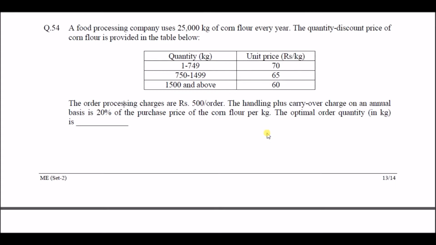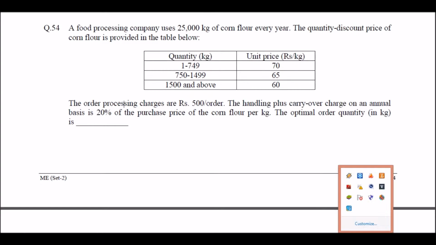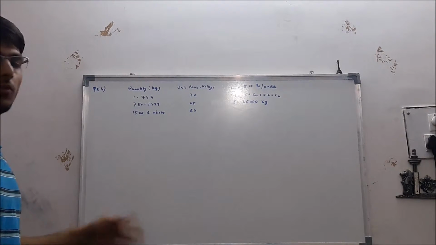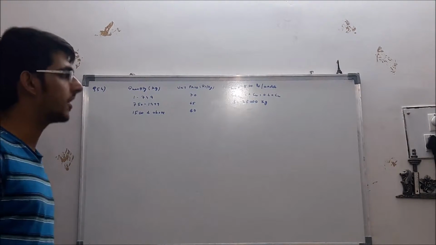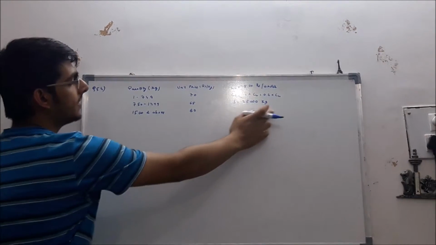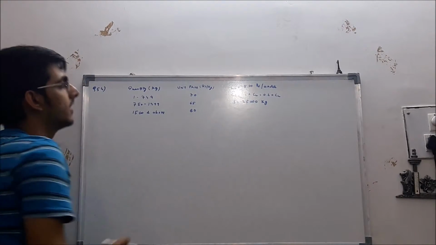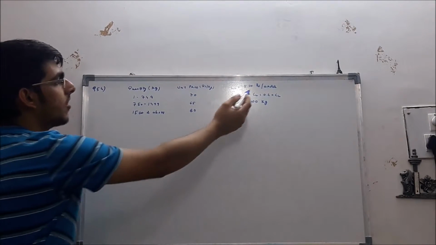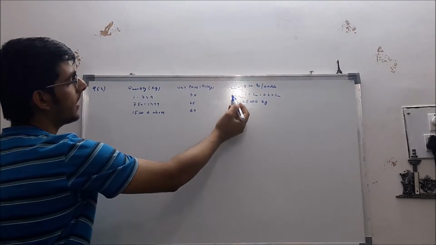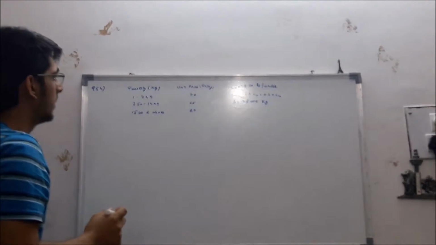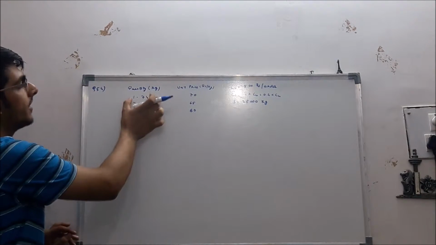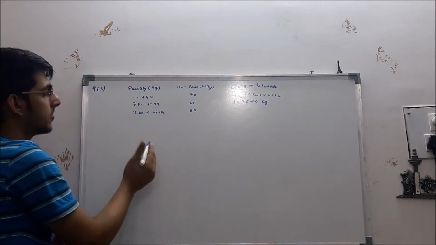The handling plus carryover charge on an annual basis is 20% of the purchase price of the corn flour per kg. The optimal order quantity in kg is. So in this question we have to find the optimal quantity of order. The total annual order is given as 25,000 kg and ordering cost is given as 500 rupees per order, and this is handling cost. Now we have been given different quantity ranges and unit price cost.